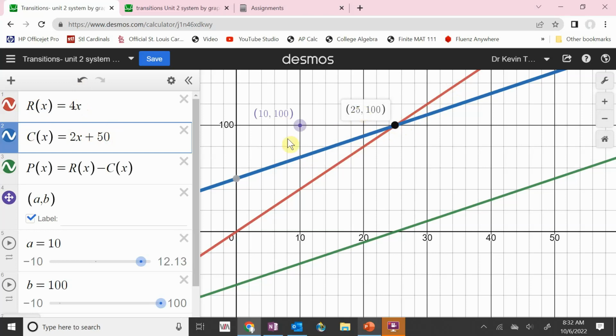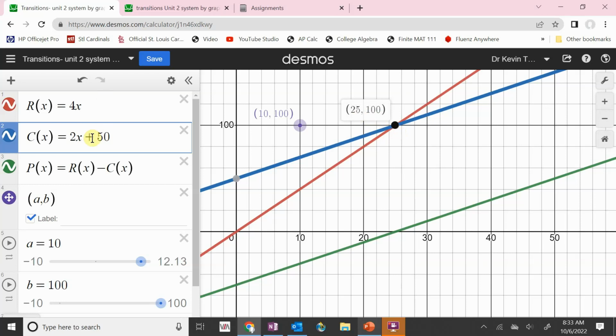So 25 is an x value, substitute in here. 2 times 25 plus 50, is that equal to 100? Yes, 100 equals 100, true statement. So this point is on both lines. And notice before, we called that the break-even point. So if we would sell 25 of these items, we will break even.